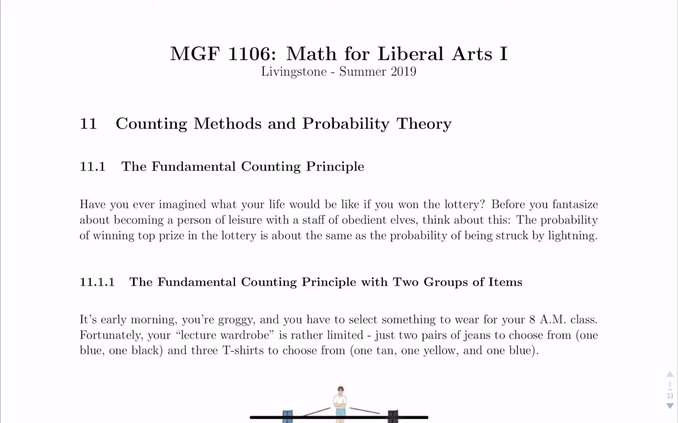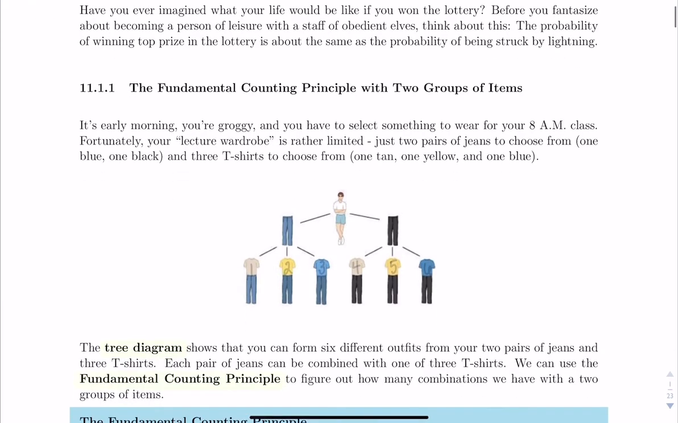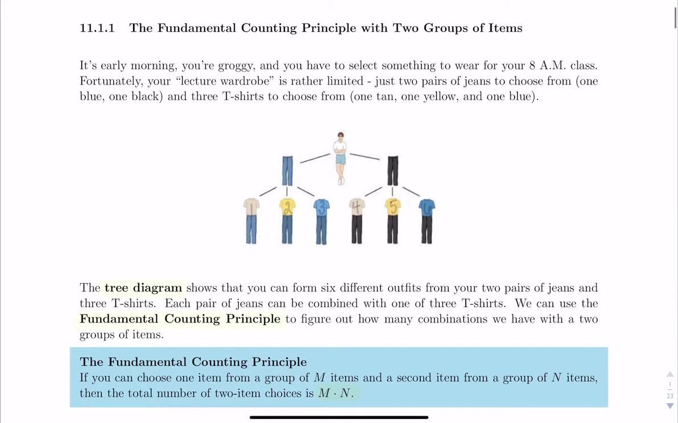So it's early morning, you're groggy, and you have to select something to wear for your 8 a.m. class. Fortunately, your lecture wardrobe is rather limited. There's 2 pairs of jeans to choose from, 1 blue and 1 black, and 3 t-shirts, 1 tan, 1 yellow, and 1 blue. So the tree diagram shows that you can form 6 different outfits from your 2 pairs of jeans and your t-shirts.